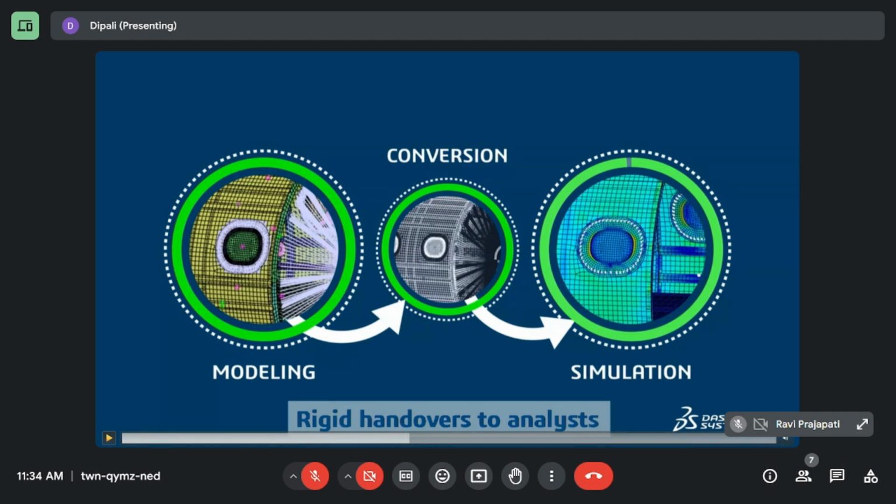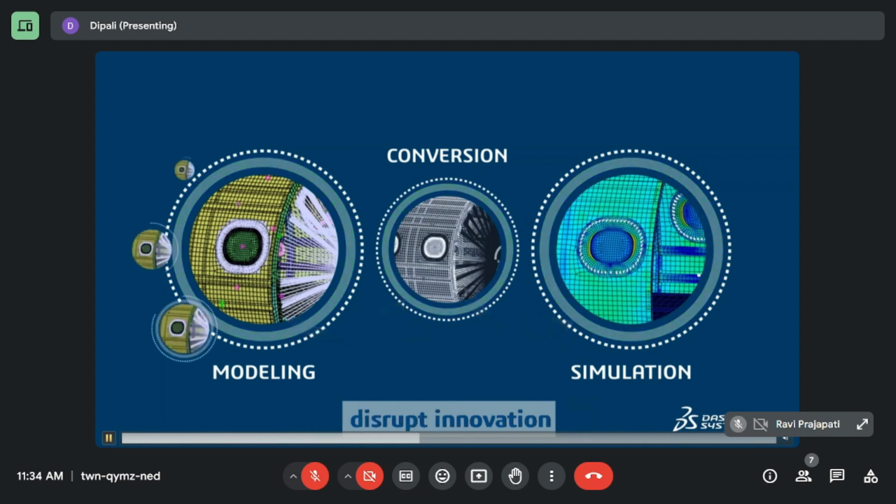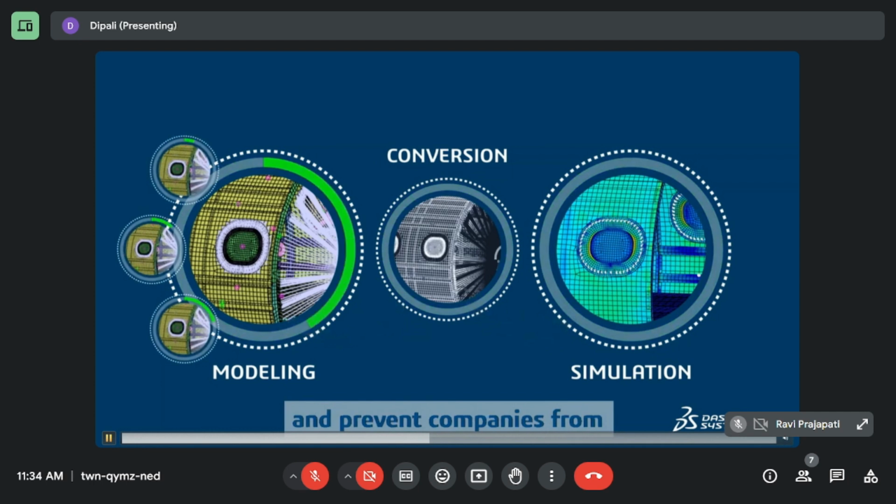Design and engineering work is in different silos. Okay, so the MODSIM approach will help to break these barriers that slow down collaboration, disrupt and increase innovation, and also prevent companies from timely delivery of these more sophisticated products without additional resources.